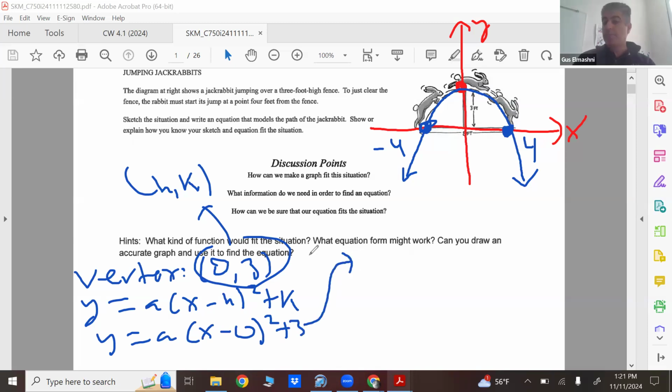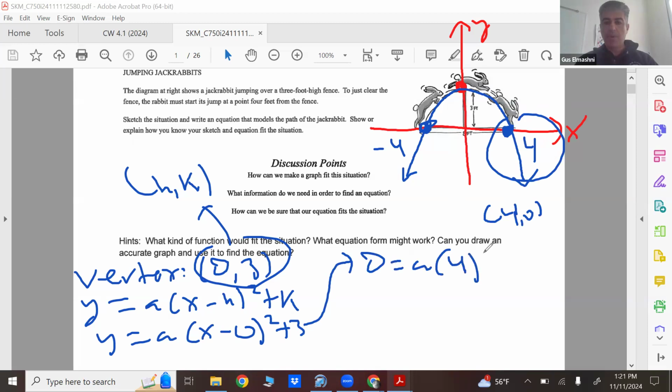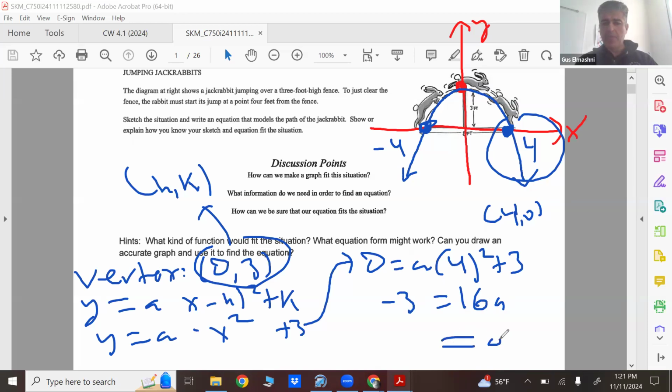Now, how do I solve for A? What would I do? Well, I need to plug in a point I know, like 4, 0. So if I do that, I should be okay. 0 equals A times 4 squared plus 3. Remember, X minus 0 is the same thing as X, so I could just get rid of that and call it X squared. Make it a little easier for myself. Times X squared. And you should get negative 3 equals 16A. And what does A equal? Some wacky fraction, right? And it should be negative, by the way, because it's pointing down.